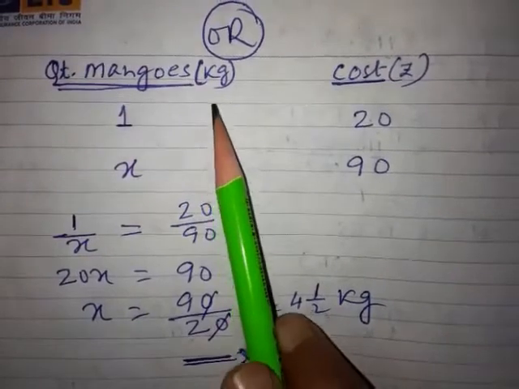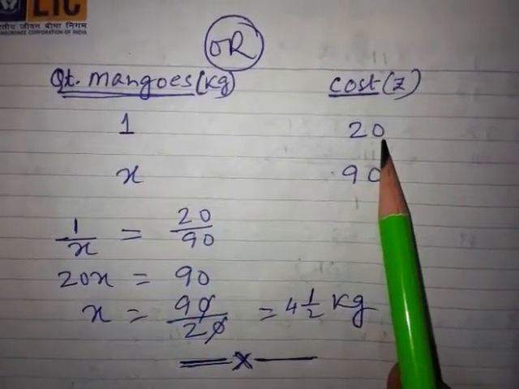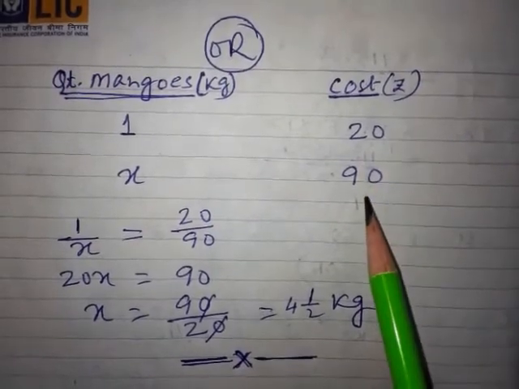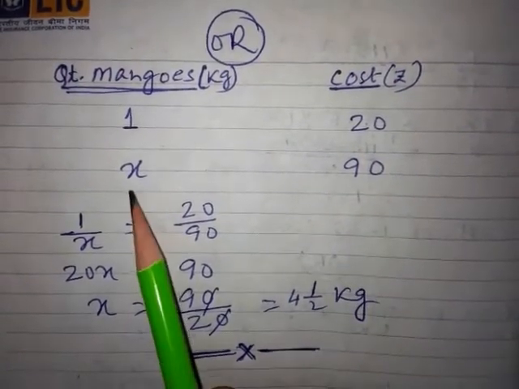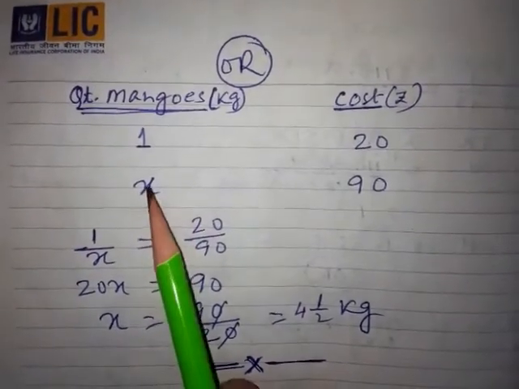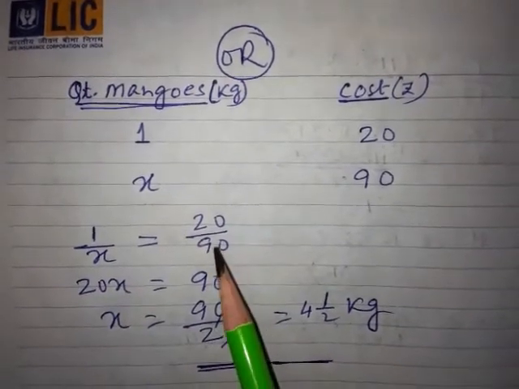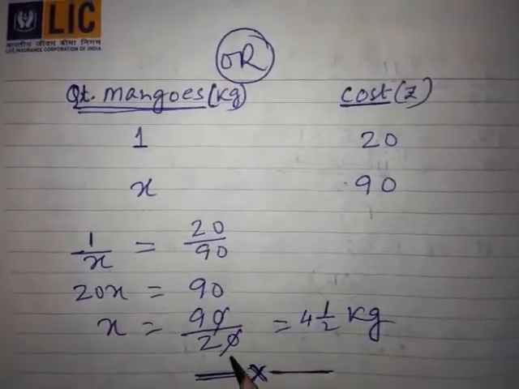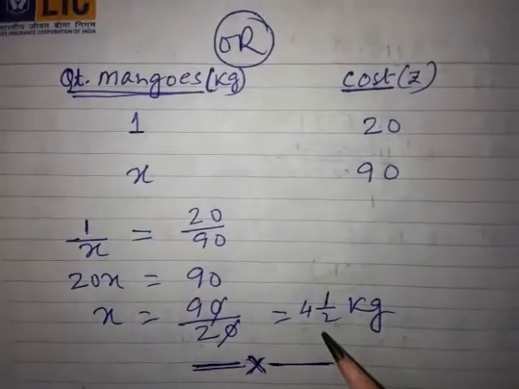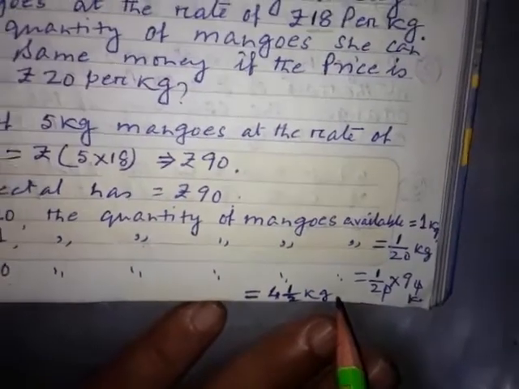Here also same thing. Quantity of mangoes on one side, 1 kg. What is the cost? 20 rupees. Now she is having 90 rupees. How many kgs is she going to get? So what is supposed to be found out, which is not known, I have put as x. Direct variation: 1 by x equal to 20 by 90. Cross multiplication, find the value of x, the answer will come the same. So whichever method you find easy, you are supposed to do it. That's no problem. Okay, I hope it is clear to you.